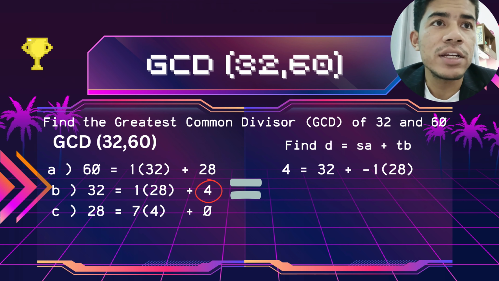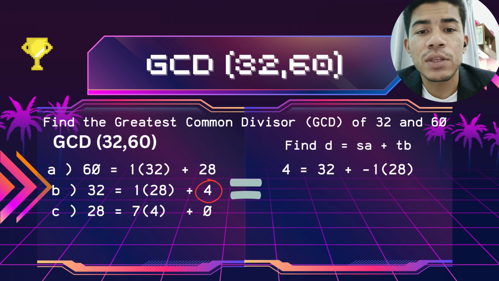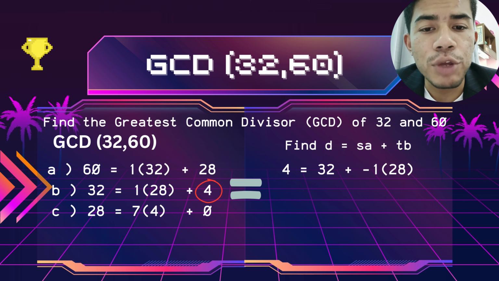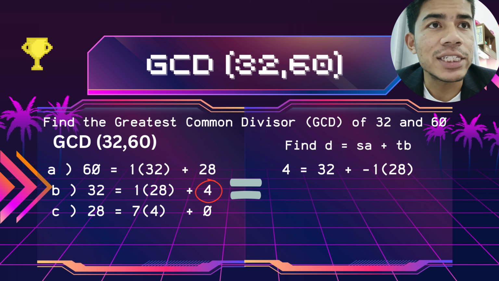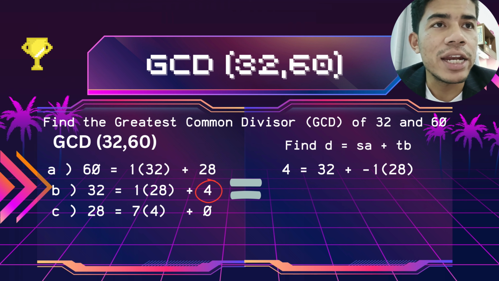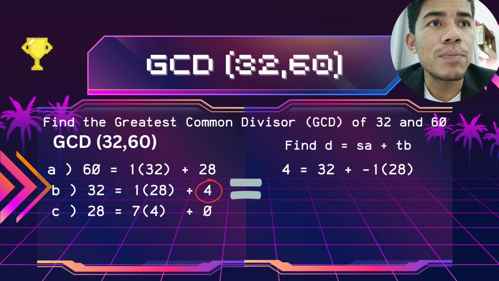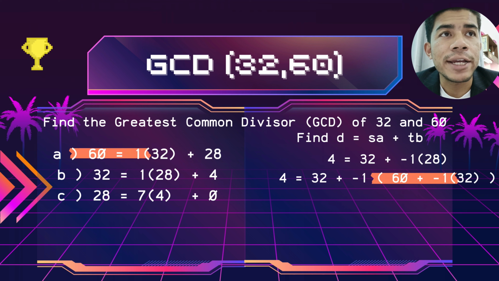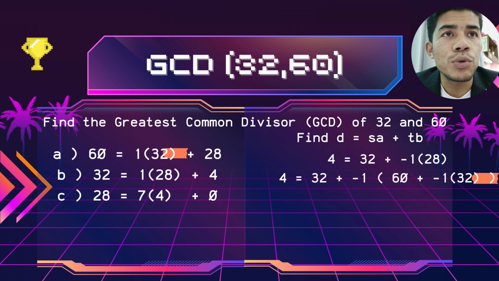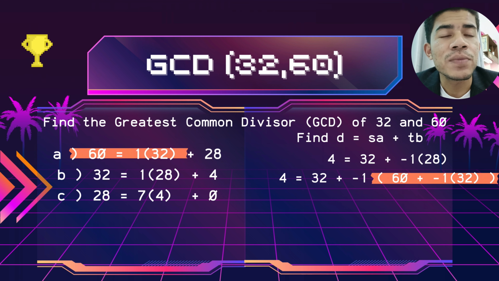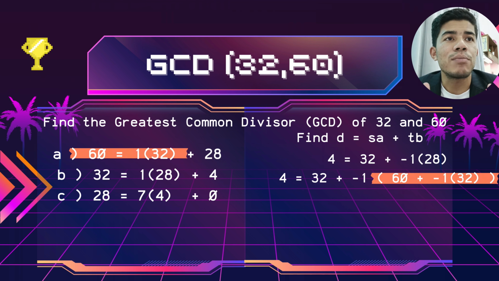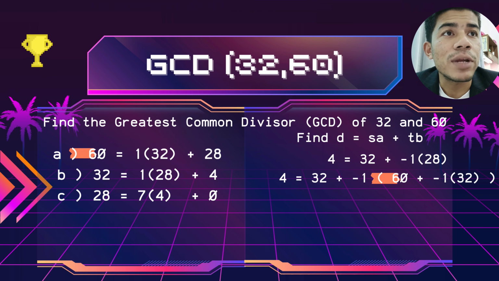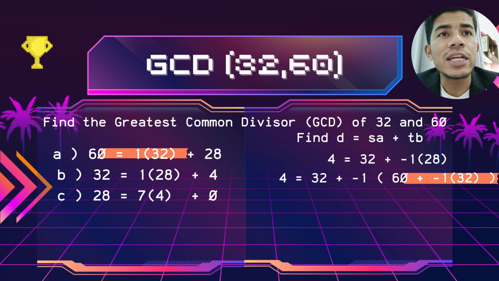For the next step, we need to find the solution with the formula d = sa + tb. We need to exchange the position of this answer, so 4 will be on the left, and then 32 plus negative 1 multiplied by 28. After we get 4 = 32 + (-1) × 28, we make the next step. On the right side, it has 4 = 32 + (-1)(60 + (-1) × 32). This bracket we got from the highlight on the left side.